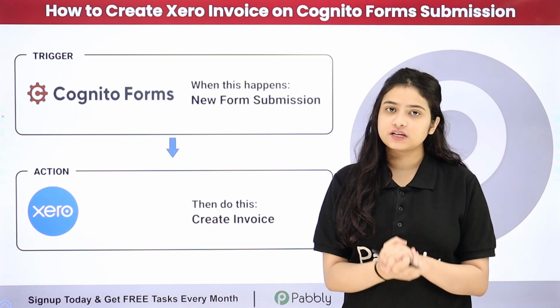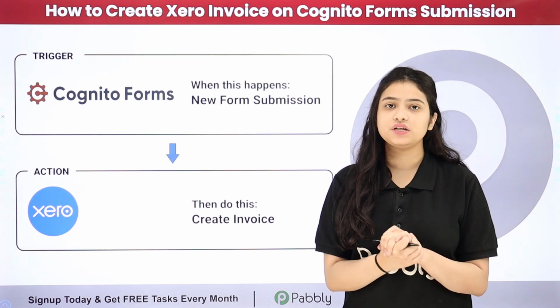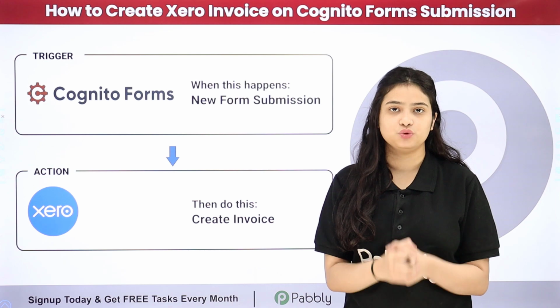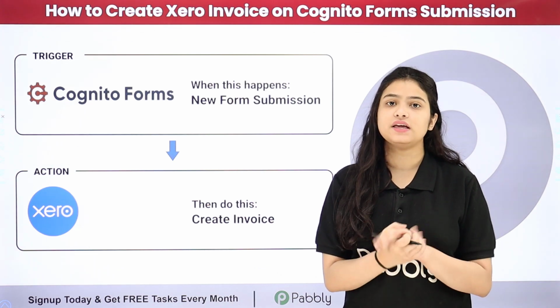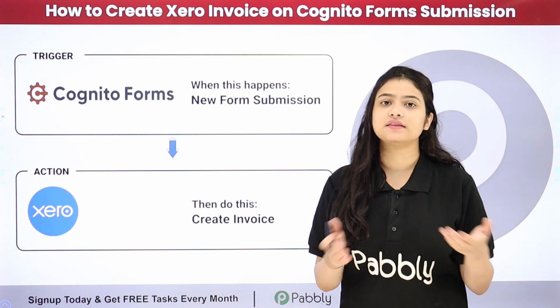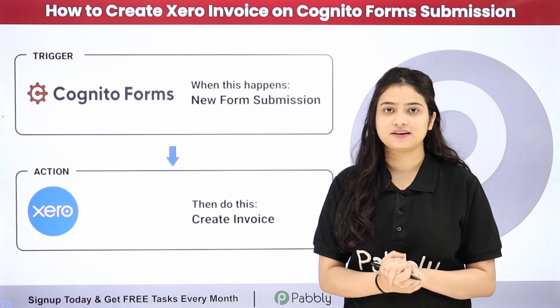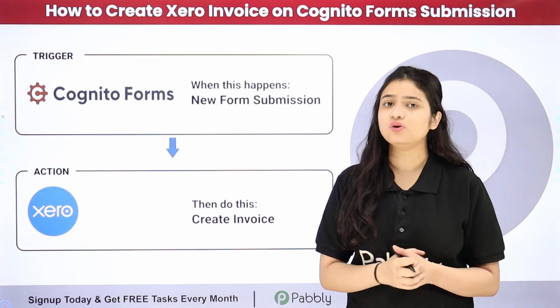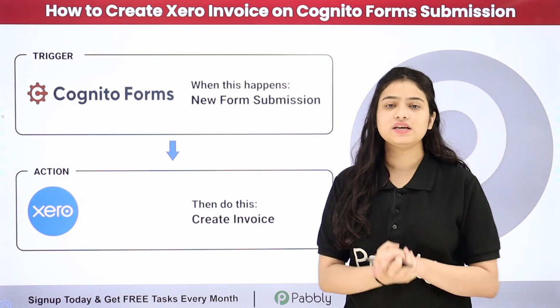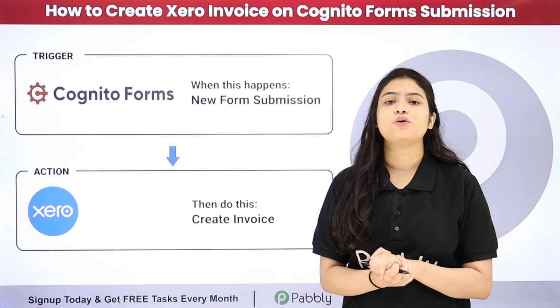Forms. Now, my objective is that as soon as I'm going to receive a new inquiry by the form submission by a new client, I want to create a special invoice in Xero for that same client and the service for which he has opted. To automate this entire process, we will have to set up the connection between Cognito Forms and Xero, and that we are going to do without any coding and any programming skills, simply with the help of Pabbly Connect.